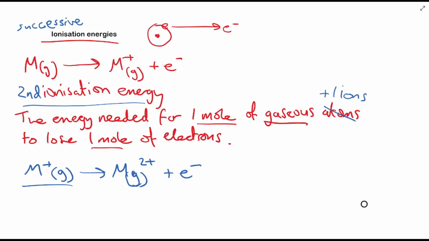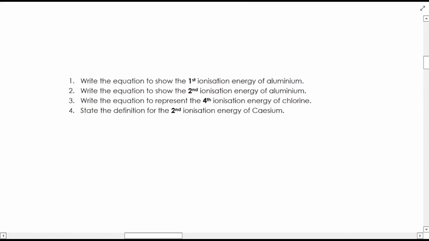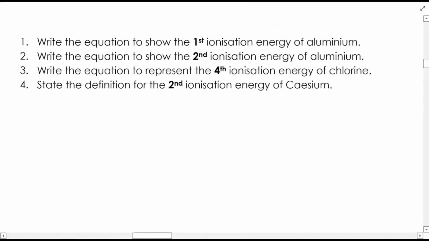So in this section we've talked about what an ionization energy is, how the different ionization energies can be recorded. We talked about the need for it to be a gaseous atom or ion, and the idea that they happen one after each other. Now it's time for you to have a little bit of practice to check you've understood. So here's 4 quick questions. Pause the video, write out the equations, unpause it when you're ready, and I'll show you the answers in a second. Good luck.